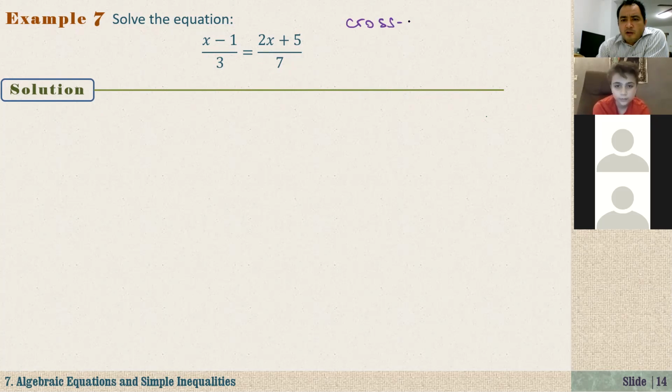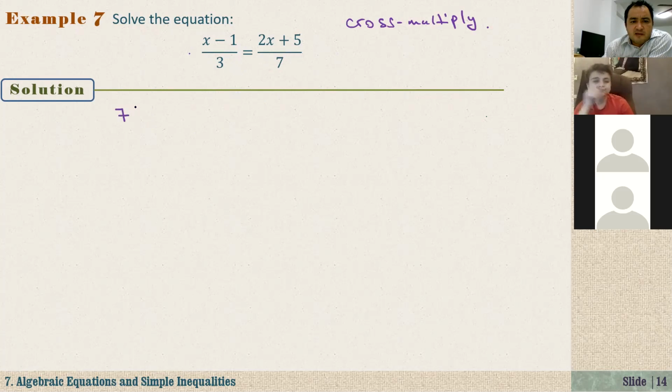Cross multiply means 7 goes here, 3 goes here. Actually, that means that we are just multiplying both sides by the least common multiple of 7 and 3 and 7, right? It's the same thing. So the fastest way is just cross multiply.